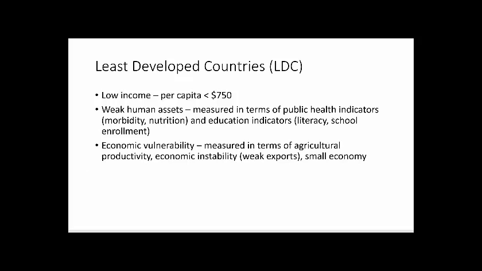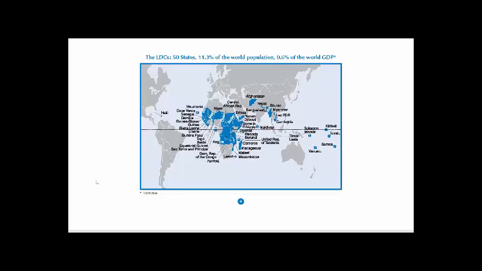Where are the least developed countries located? Again, not much of a surprise. A lot of them are located in sub-Saharan Africa and then South Asia: Afghanistan, Nepal, Bhutan, Myanmar, which is Burma, Laos, Cambodia, and then some in the South Pacific as well.